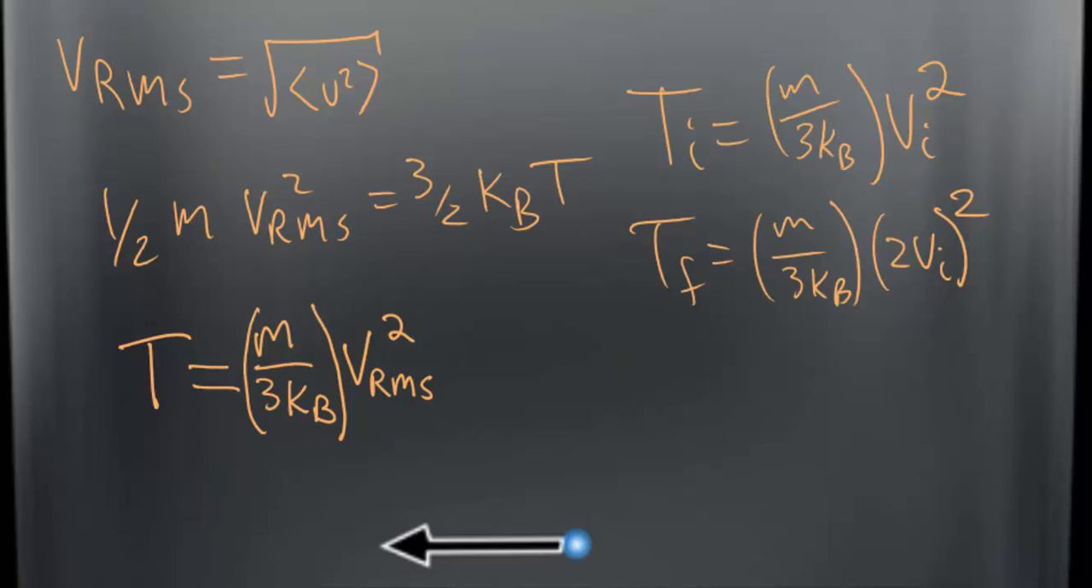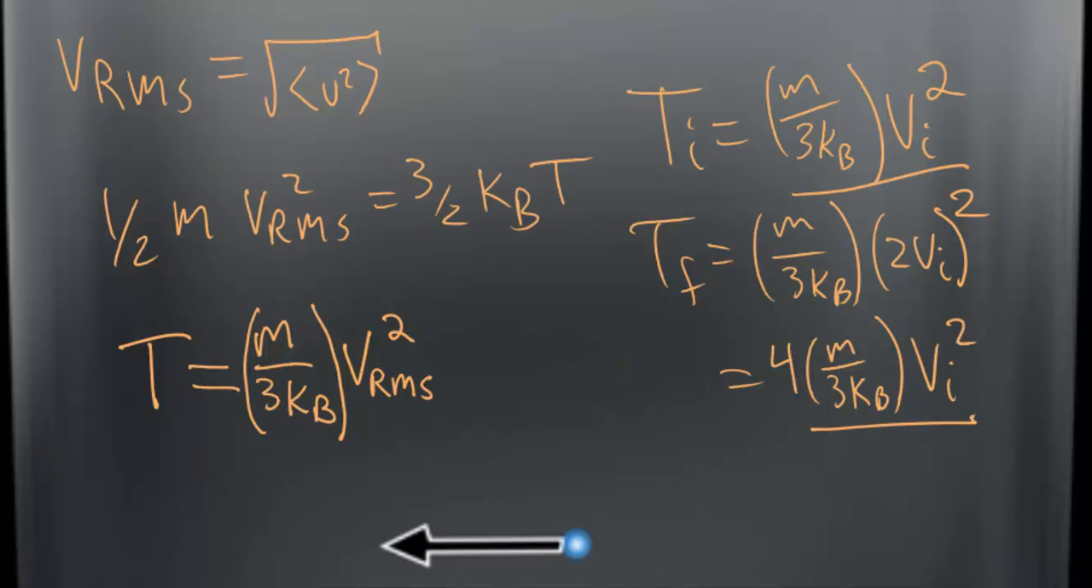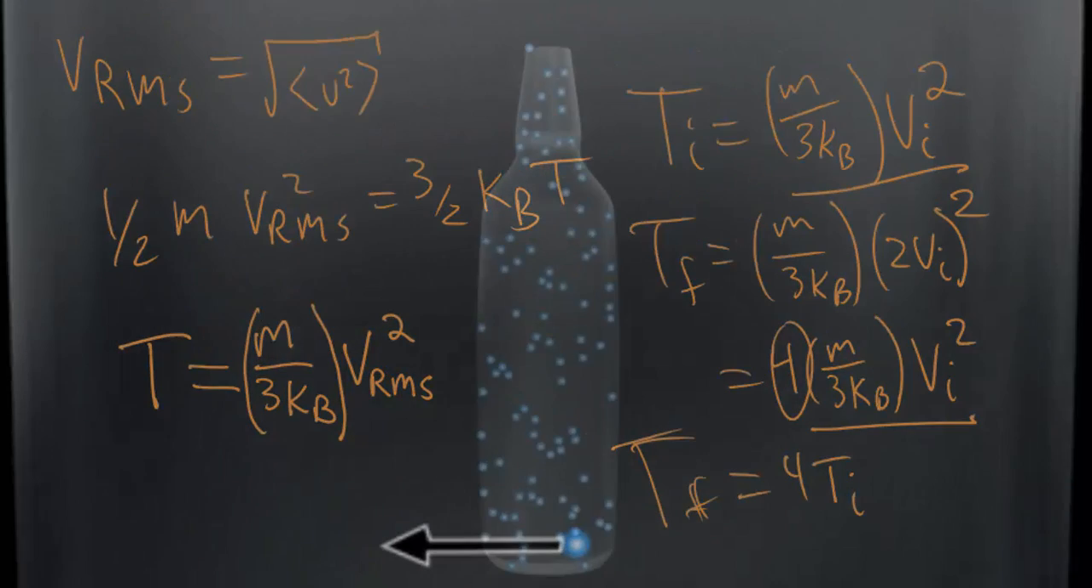Now the squared goes on the 2, and the squared goes on the v_i, so I'll bring the 2 squared, which is 4, out front, and then again we have our constants here, and then the squared on the v_i squared. Notice that this here is exactly the same as the initial temperature, but then we have a factor of 4, so this is equal to 4 times T_i. So the final temperature, T_f, is equal to 4 times the initial temperature.